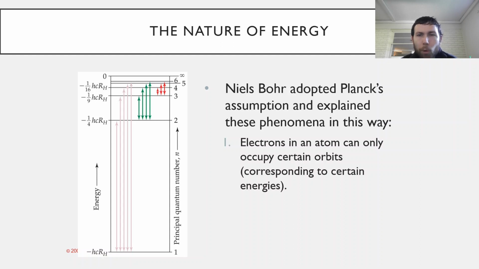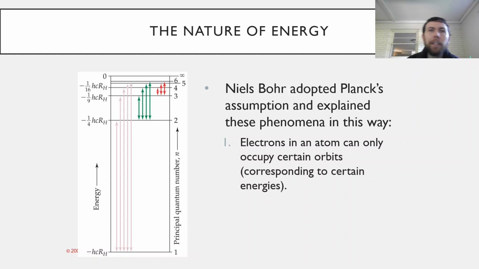And so not only did Bohr work on that planetary model of the atom, but he also studied light. And so Bohr adopted Planck's assumption that light was given off in small quanta, in those photon packets that had a specific energy. And so using that idea and the ideas of Planck and Einstein, he was able to make the following conclusions. He said, the first thing is electrons in an atom can only occupy certain orbits. And he called those orbits energies.